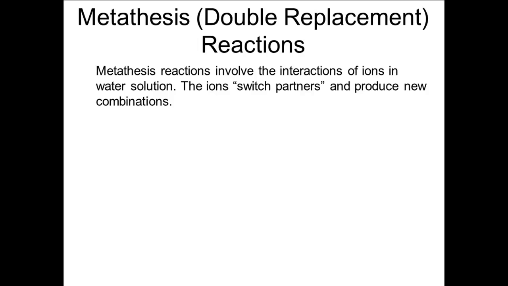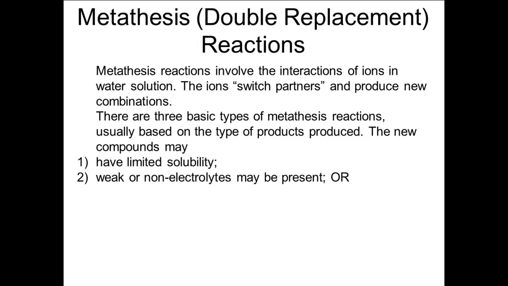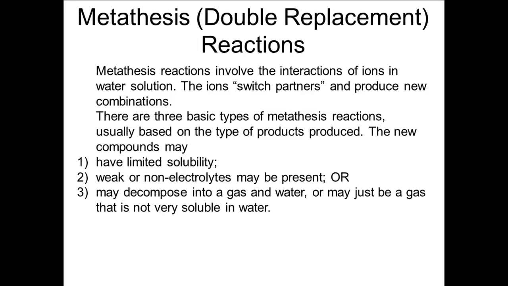Metathesis reactions involve the interactions of ions in water solution. The ions switch partners and produce new combinations. There are three basic types of metathesis reactions, usually based on the type of products produced. The new compounds may have limited solubility, produce weak or non-electrolytes, or may decompose into gas and water, or maybe just a gas that is not very soluble in water.